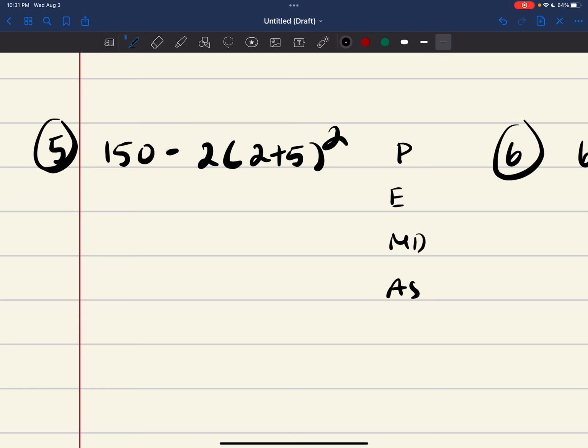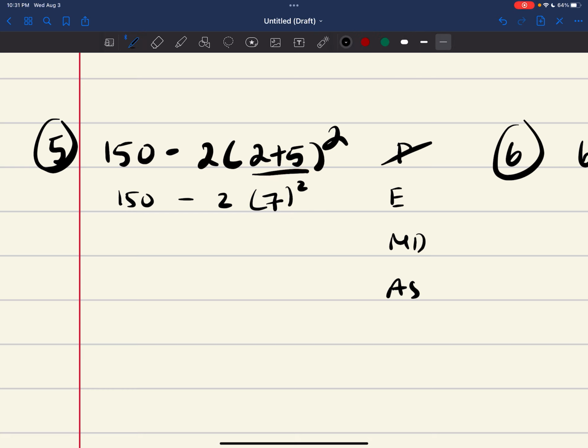So, 2 plus 5, that's just 7. And then I'm going to go ahead and rewrite everything, just like so, okay? So I'm done with the P. I'm done with parentheses. Do I have an exponent here? I do. I have this 7 squared.